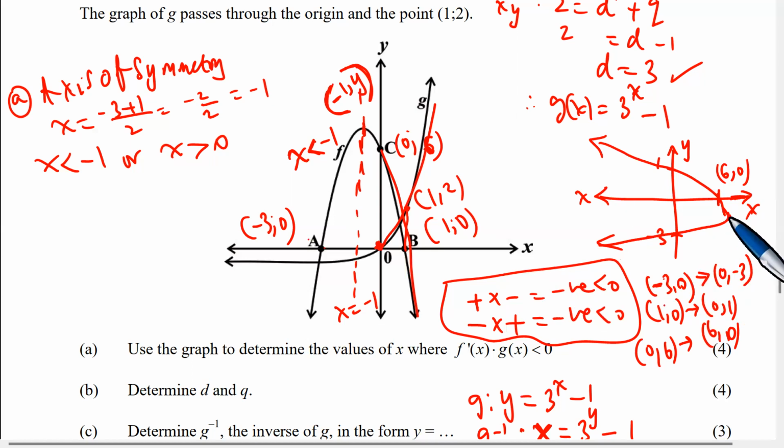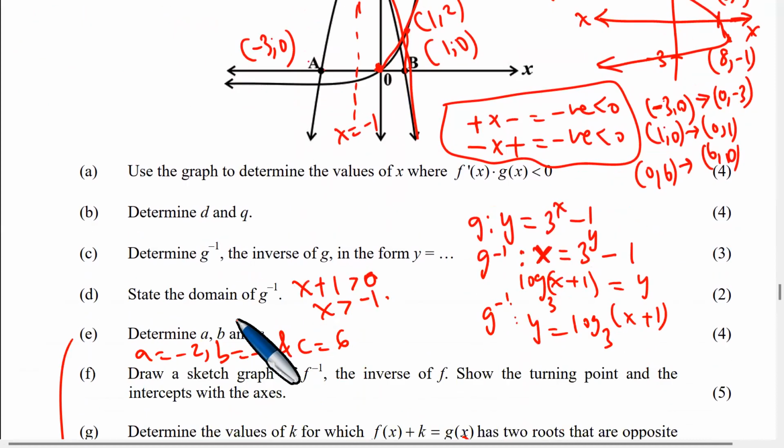Right. So in particular, this is going to be at this point, 8 minus 1. Okay, so this is the inverse. This is the graph of f inverse. I've just drawn it next to the original function, so you can make the comparison. Let's look at the next question.